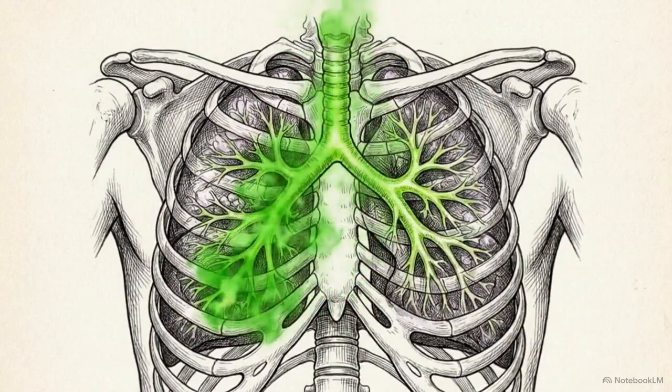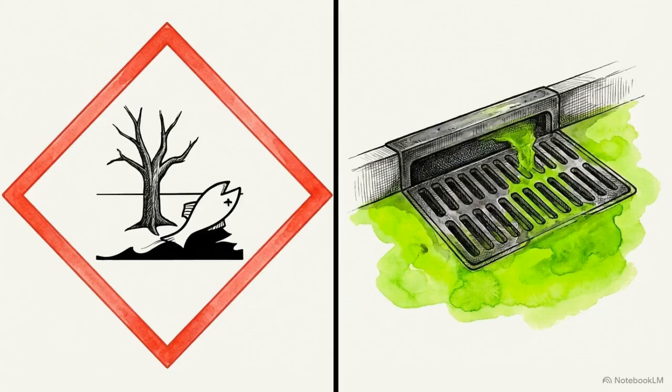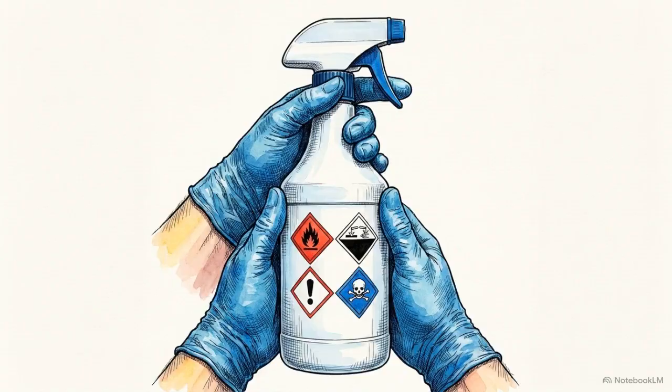If they travel into your lungs or stay on skin, they can cause conditions like cancer. A picture of a dead tree and fish indicates environmental toxicity. Pouring these chemicals down a drain poisons local water systems and wildlife. Taking 1 second to check these pictures dictates how the chemical must be handled for the rest of the task.